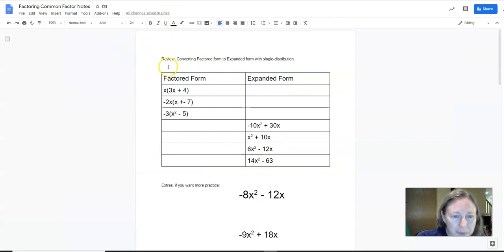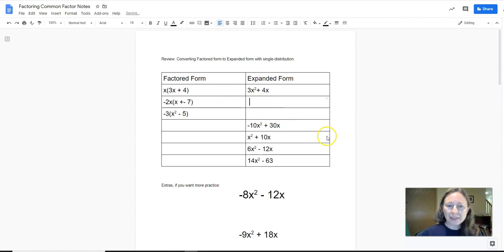So we do a quick little review of how to go from factored form to expanded form. And I'm just going to type my answers in here. It's a little bit easier than drawing sometimes. So once again, you take the term that's outside the parentheses and you multiply it times both of the terms inside the parentheses. So x times 3x is 3x squared. I do control period to do the little superscript, squared, and control period again to go back down. Plus, and then x times 4 is 4x.